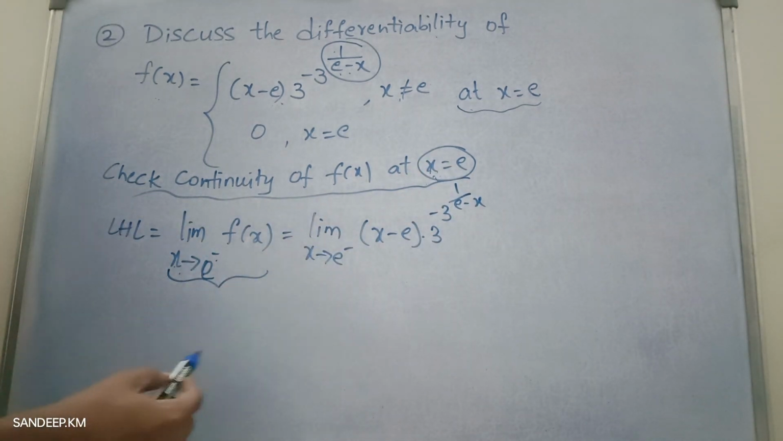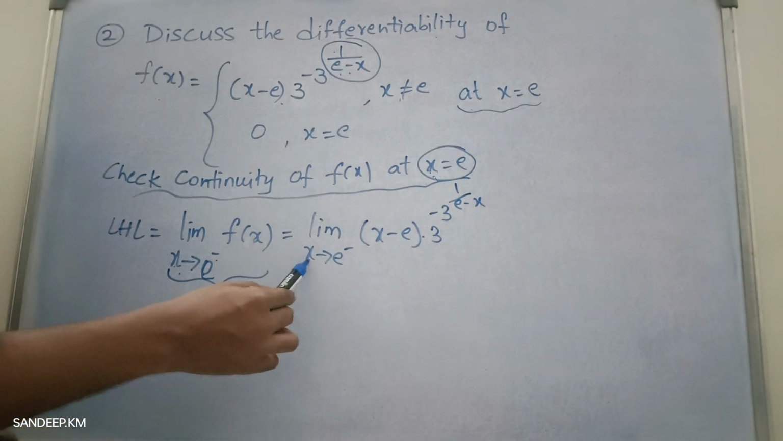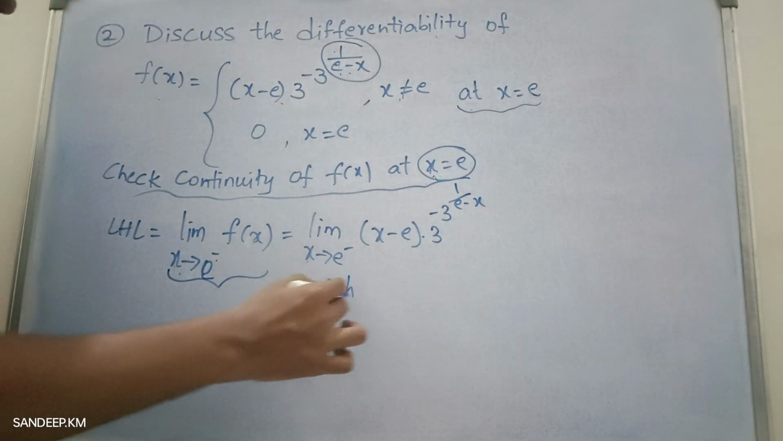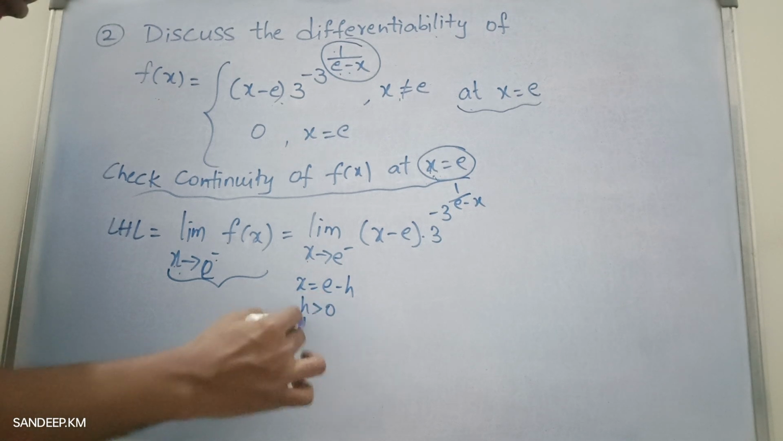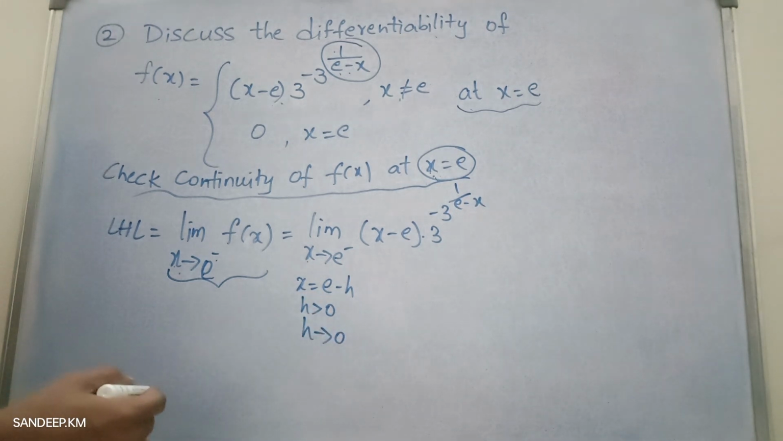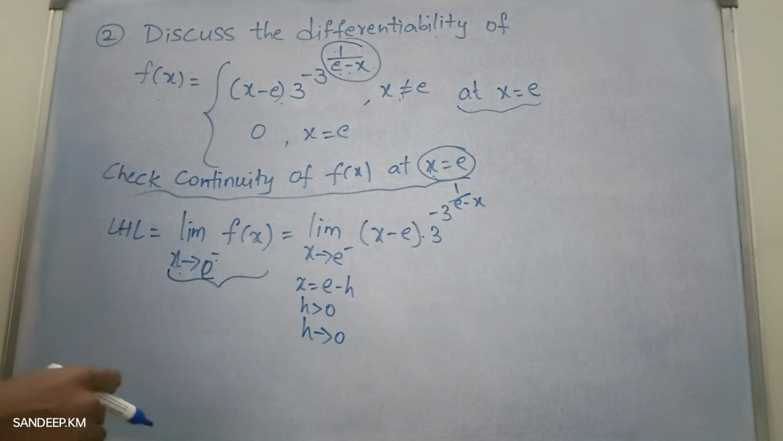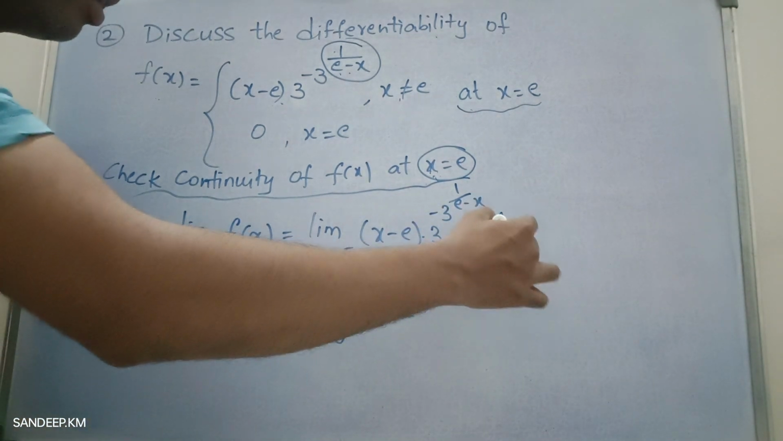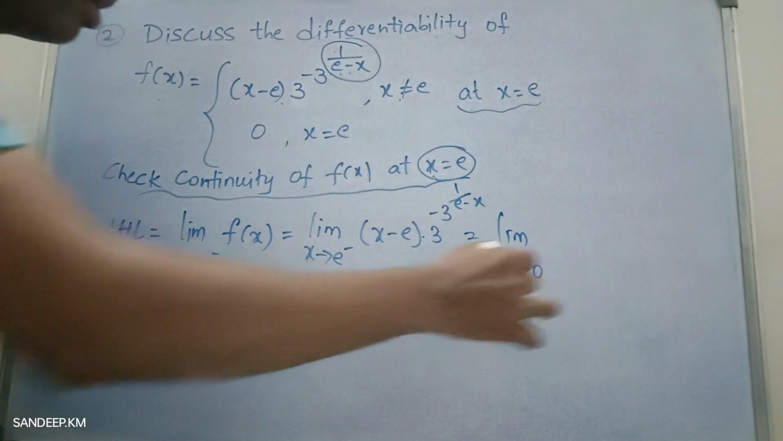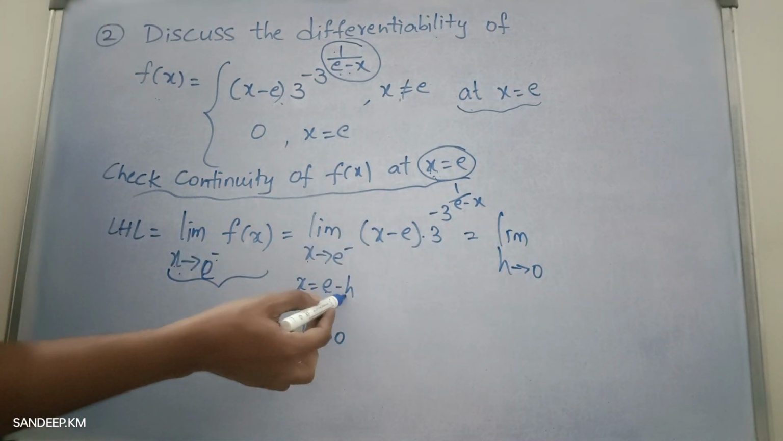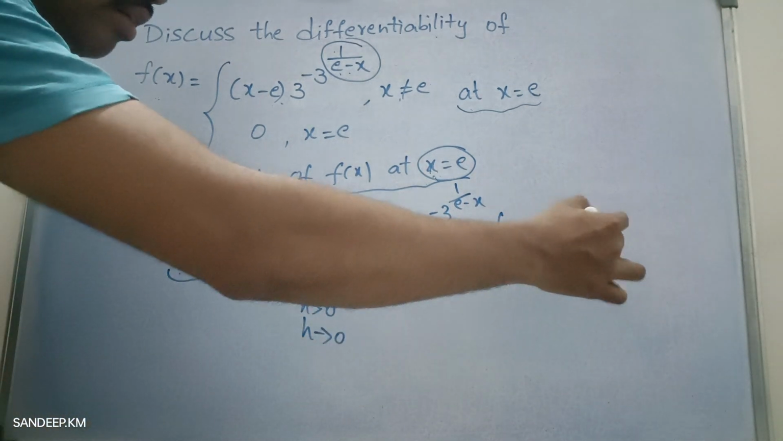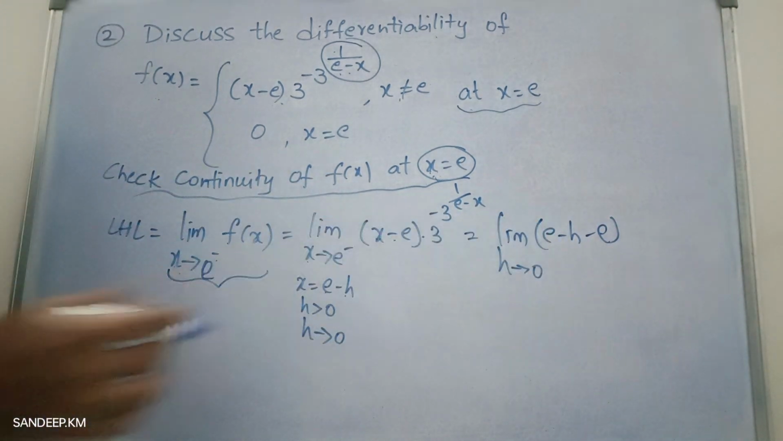And the solution becomes easier if I convert x in terms of h. What is it? x is equal to e minus h, where h is positive and h is approaching 0. If you are following my previous videos of limits, all these things will be clear. Just like that, you will get the answers. So next, limit h approaches 0. Instead of x, I am going to substitute e minus h. So e minus h minus e.